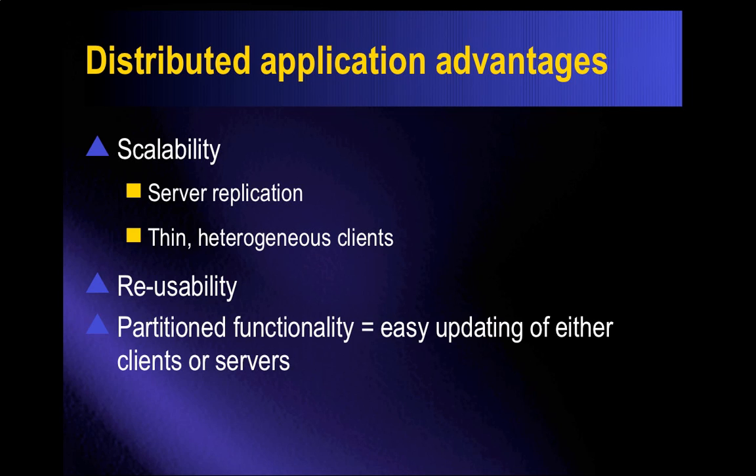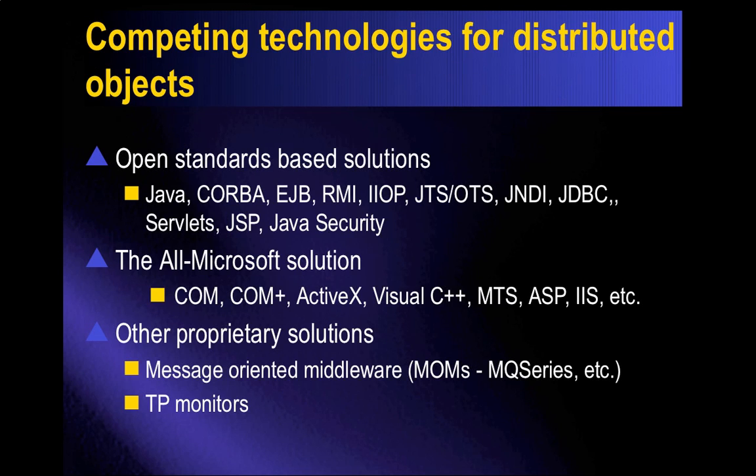So there are pros and cons of being open. Open, you can't sell it, but you can develop it, and you can grow it. So CORBA started out this way in terms of the foundation, and it quickly grew, quickly got adopted, quickly got implemented, because it provided that missing link, the glue to create the middleware. Distributed application advantages: scalability, server replication, thin heterogeneous clients, reusability, partitioned functionality, easily updating either clients or server. Okay, those are some good selling points.